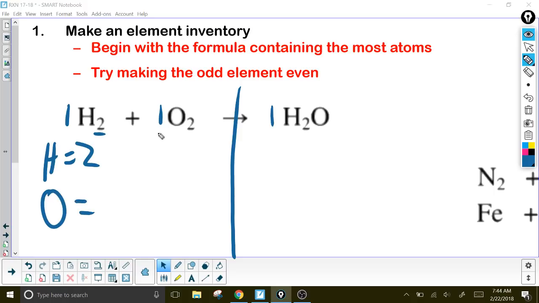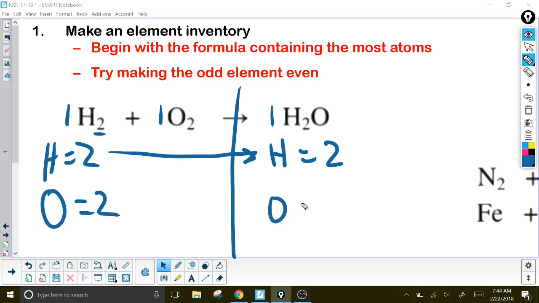Our O is 1 times the subscript's 2. On this side, make sure straight across from this H, you write H on the other side. H equals 1 times 2, 2. O equals 1 times 1, if there's nothing written there, 1. Here is our element that does not obey the law of conservation of mass, matter, and atoms. So we have to add coefficients. We have to change the numbers in front, not the subscripts.